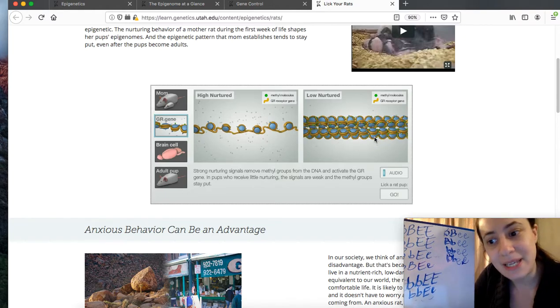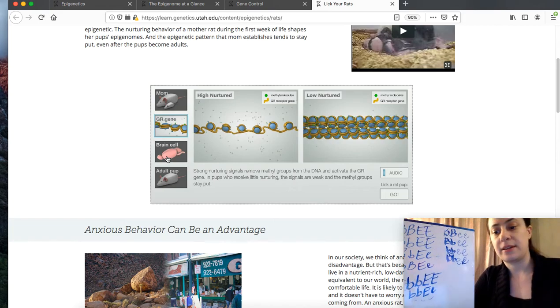Well, what does that mean? It means that RNA polymerase can't go in and read the gene, so the gene can't be expressed. So, in the rat mother that licks and takes care of her rats, the genome is still the same, either one, but this one has been opened up so it can be read.